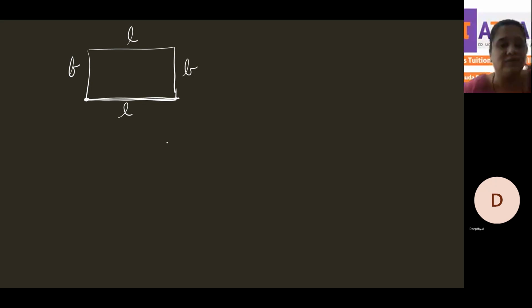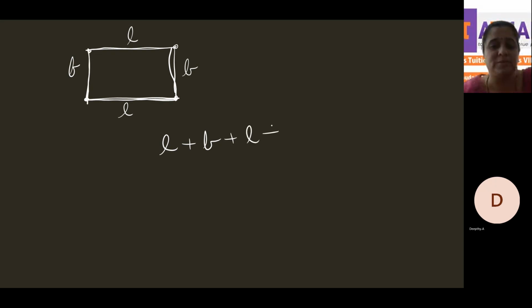Okay, the distance from here to here, that is L. Then the distance from here to here, B. The distance from here to here, L. And the distance from here to here, B. So you need to add, basically it is the length of the boundary. So if you start from here, this distance plus this distance plus this distance plus this distance. So it is L plus B plus L plus B.